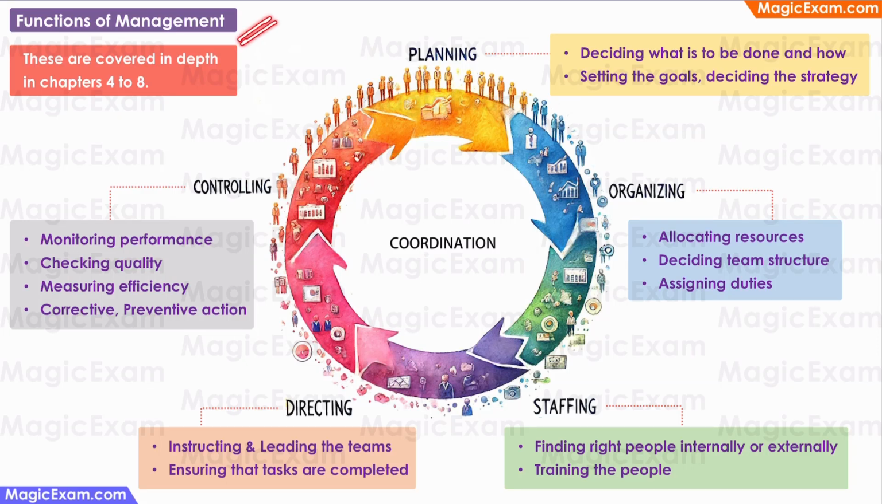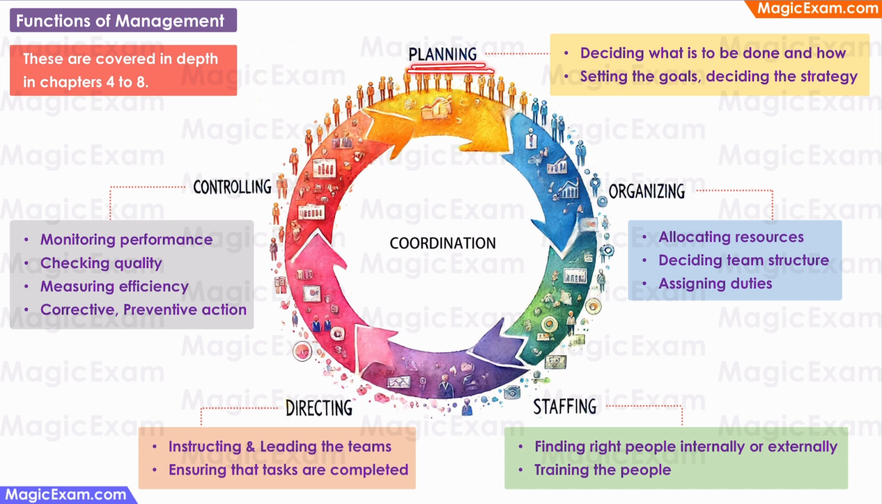What are the main functions of the management? POSDC, that is planning, organizing, staffing, directing and controlling. We don't have to study them in detail here because there are specific chapters 4 to 8 where these functions are covered separately in detail. So here we just have to understand what these functions are.